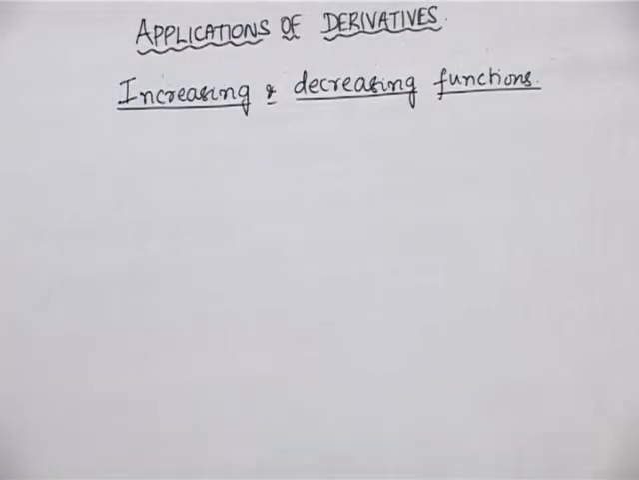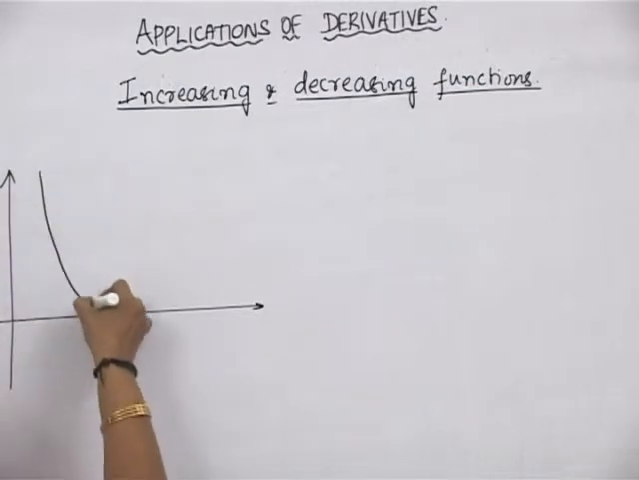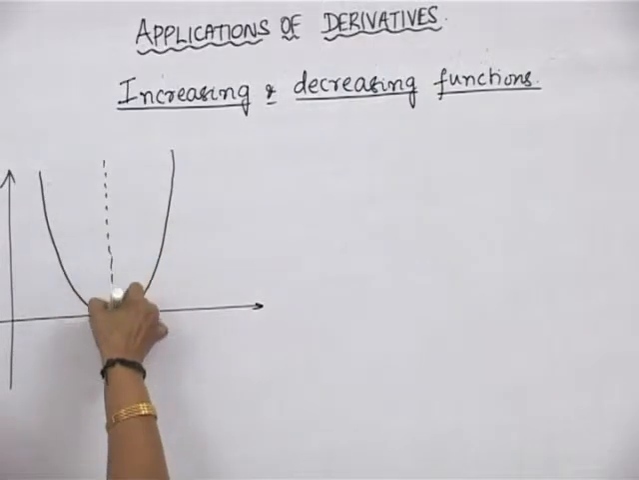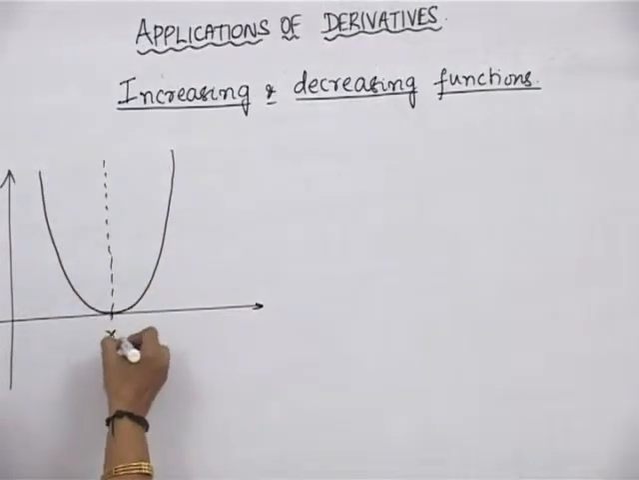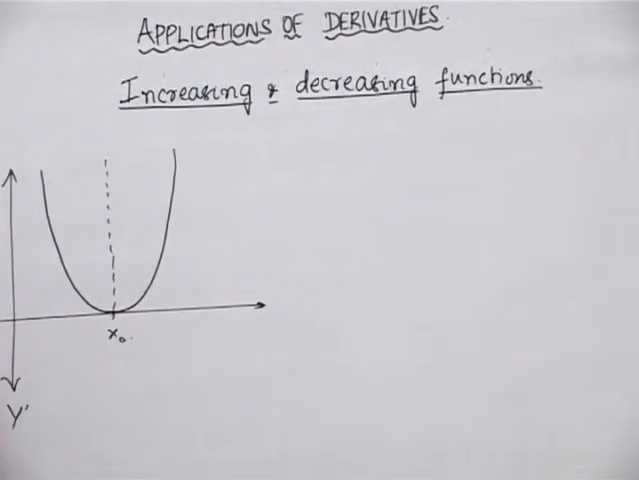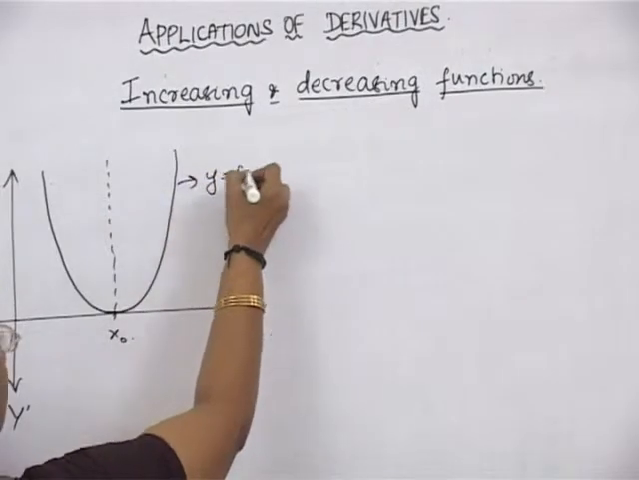So the next topic is increasing and decreasing functions. We have to find whether a function is going to keep increasing or decreasing in a given interval. Now consider this graph for f of x. Obviously it's a parabola. Now let's take this point, say x naught. So y, y dash, x dash and x. So this is y is equal to f of x.